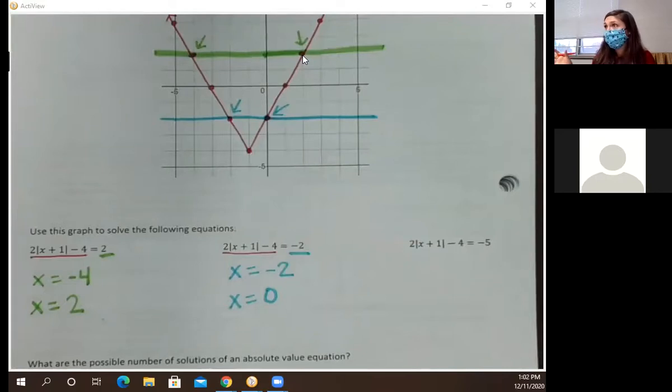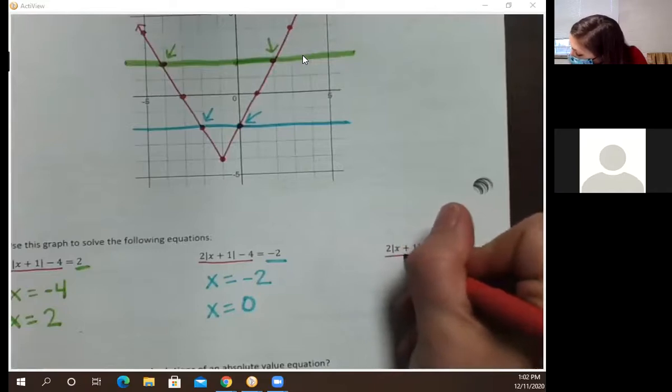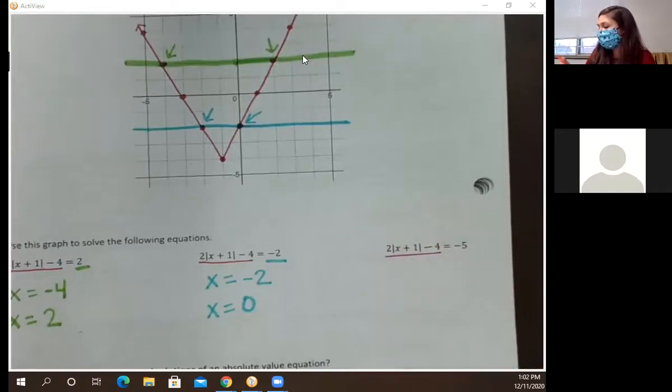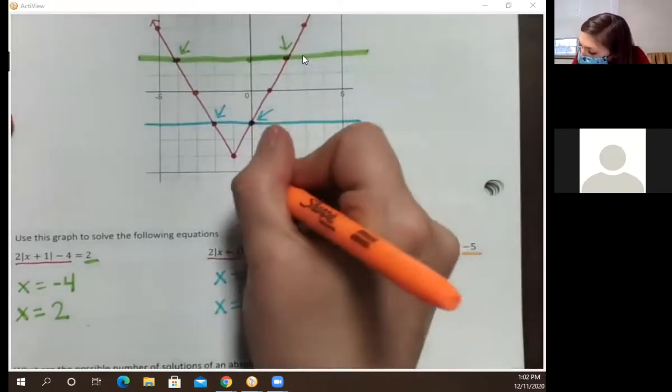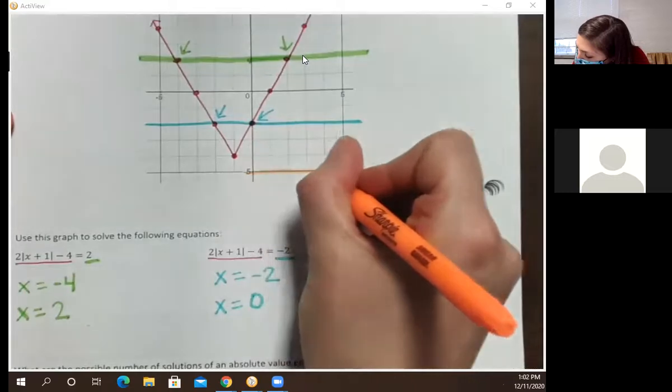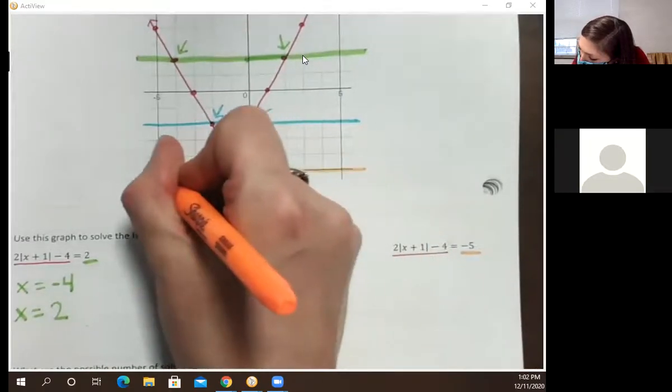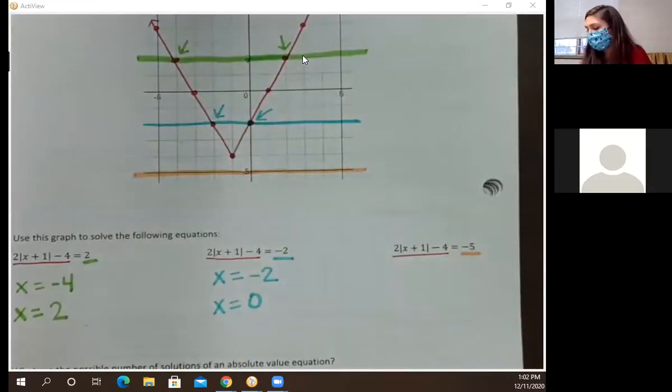With me? Okay. For our last one, again, we have that same absolute value function. And this time I want to know, when is it equal to -5? So I'm going to go to -5 on my y-axis and graph all the way across. What would be my solutions here? There aren't any, right? I have no points of intersection here.